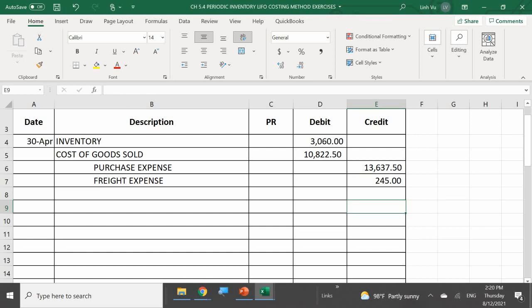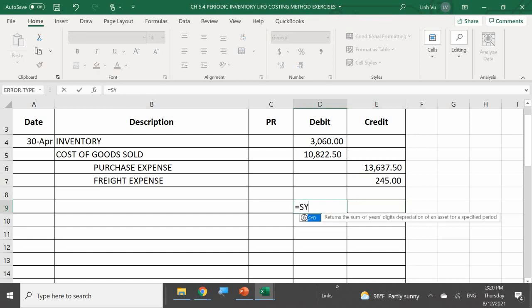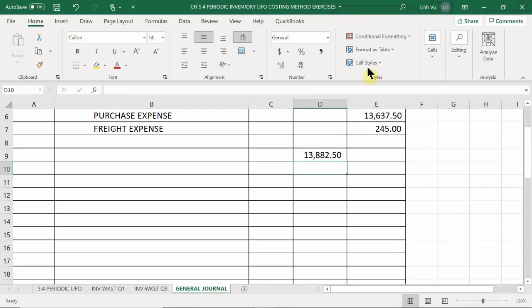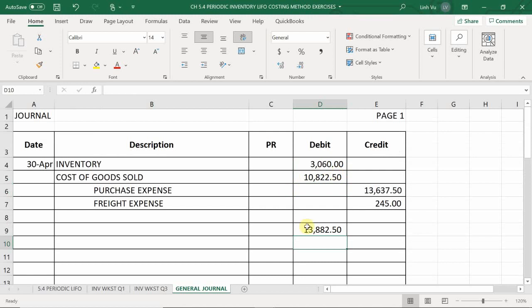Now, again, as we practice, we need to make sure that our total debits and our total credits match before we can continue on to the next one. So there we go. I have $13,882.50 on the left, and I have $13,882.50 on the right. So in this case, we did our conversion entry successfully. We are completed with this transaction.